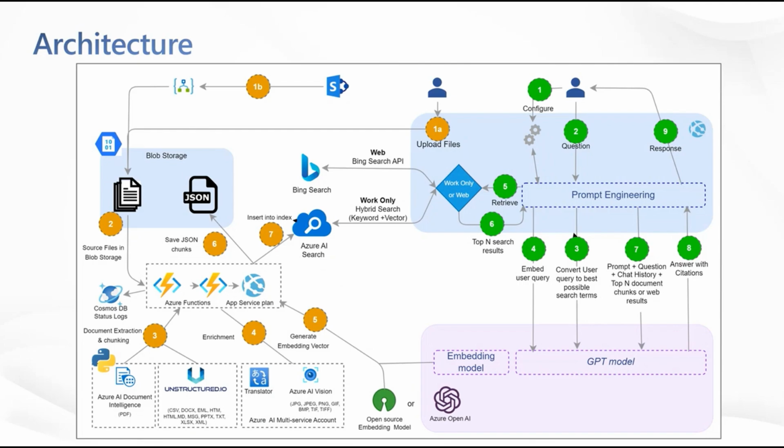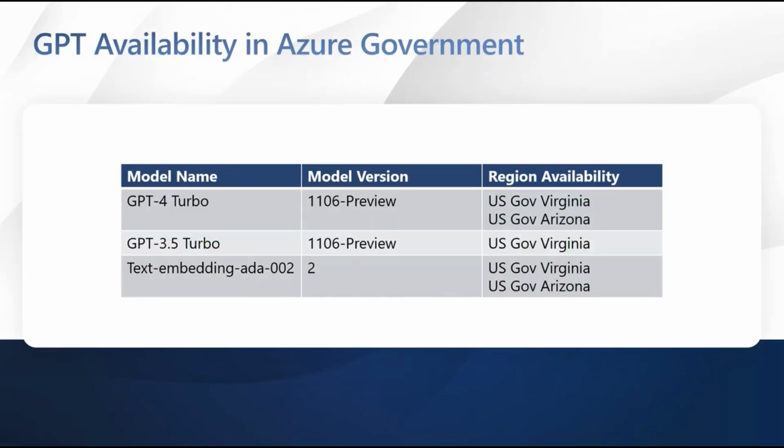All right, we're getting pretty close to the demo here. Just a couple more slides. So here's the model availability in Azure Gov as of last week. Right now we've got GPT-4 Turbo, specifically the 1106 preview version, available in two of the Gov regions. 3.5 Turbo just came online a couple weeks ago, available in Virginia, and then we have our embedding model available in both Virginia and Arizona.